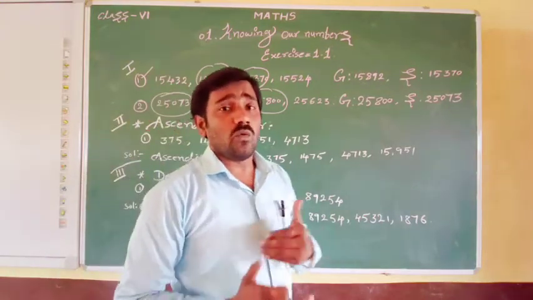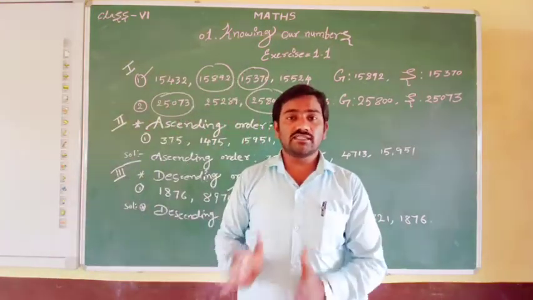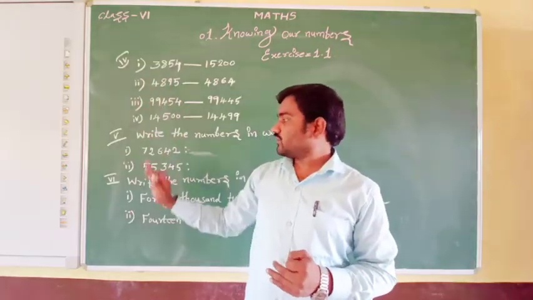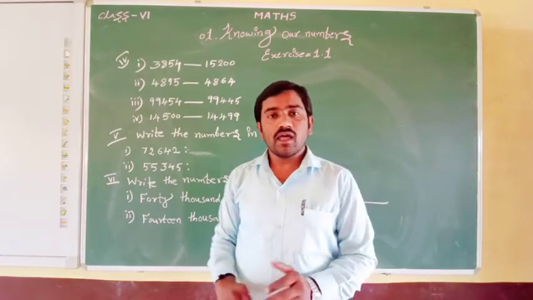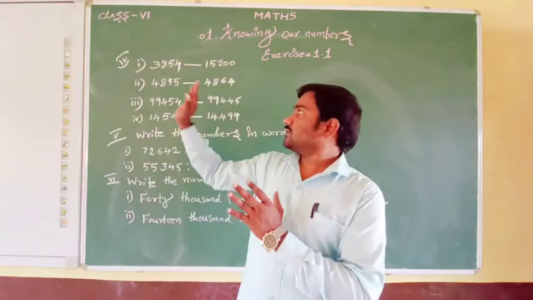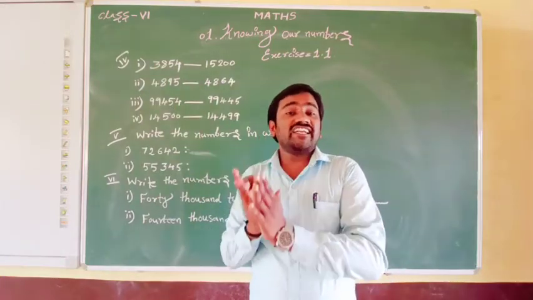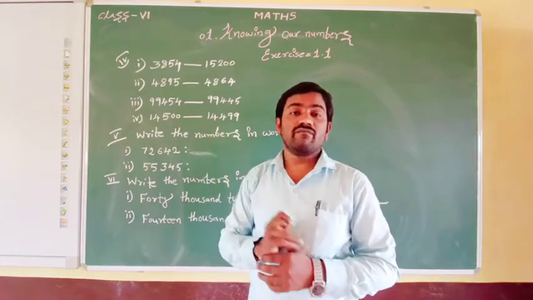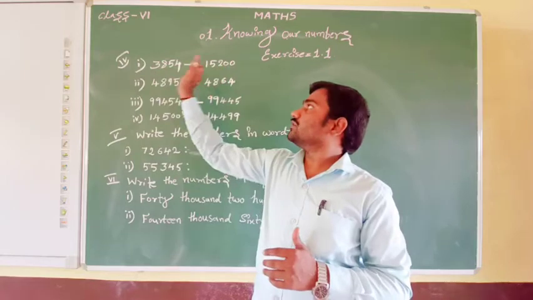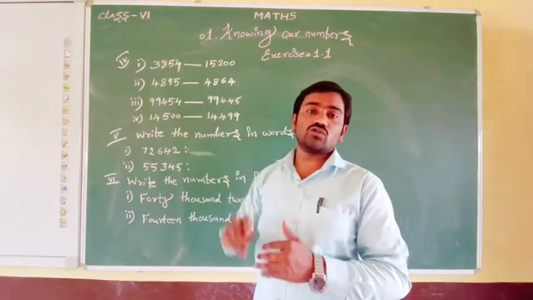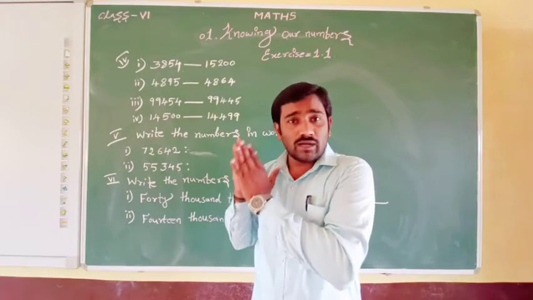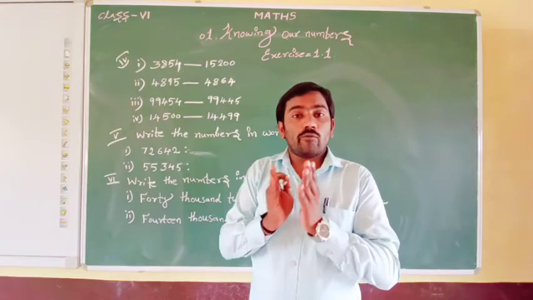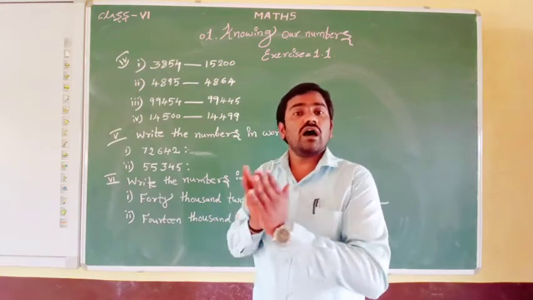I hope you understood what is ascending order and also what is descending order. Now the next bit I will explain to you. Here the fourth bit, fifth bit and sixth bit questions are given. Let's see what is the fourth bit. In this fourth bit, we have to write the greater than symbol or smaller than symbol according to their values. In each question there are two numbers. We have to compare the two numbers and decide whether to put a greater than symbol or less than symbol.